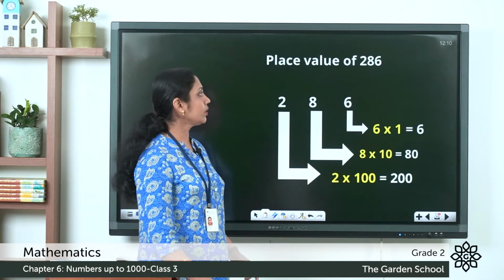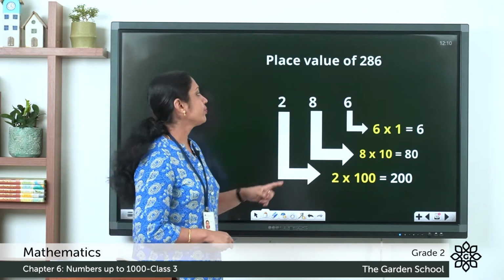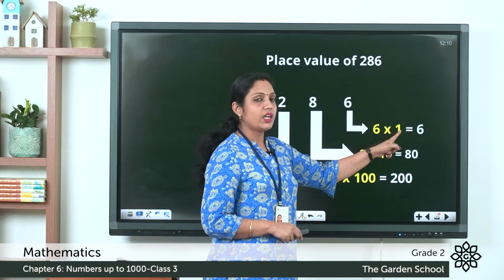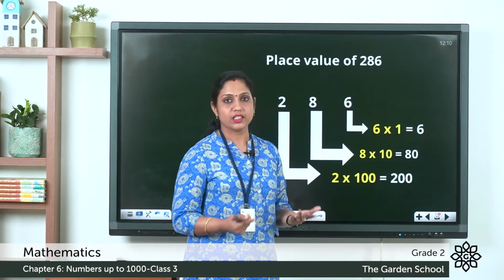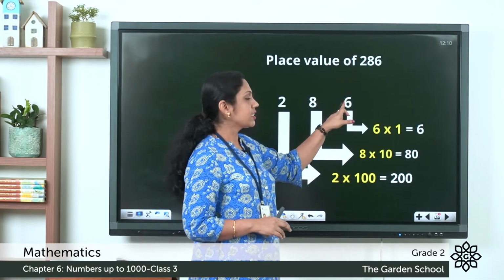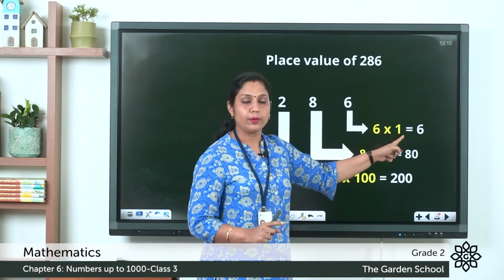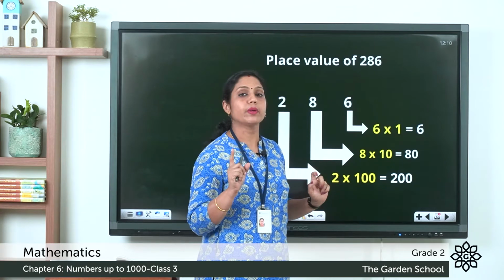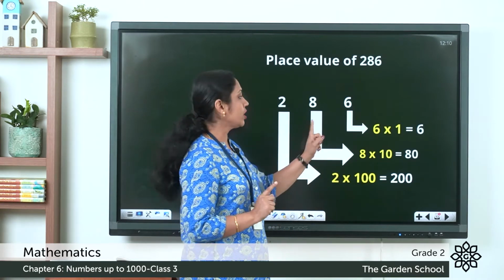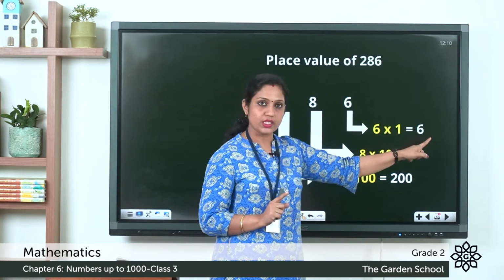So we can write this as 6 into 1 is equal to 6. We have already learned the multiplication. So 6 is in the ones position. So we can say that 6 into 1. Because why 1 we have written? Because it is in the ones position. So 6 into 1 is equal to 6.